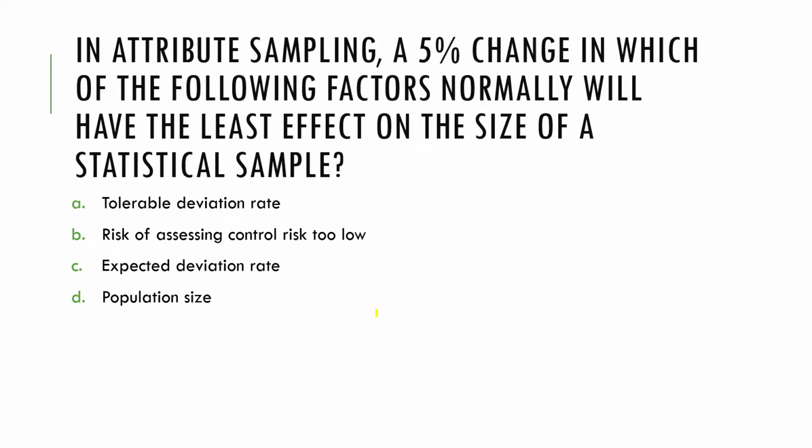Speaking of attribute sampling, in attribute sampling, a 5% change in which of the following factors normally will have the least effect on the size of a statistical sample? We know the tolerable deviation rate has an inverse relationship. The risk of assessing control risk too low, or the risk of over-reliance, your acceptable risk of over-reliance, will of course also have an inverse relationship. The expected deviation rate will have a direct relationship. It is the population size that has a negligible effect. So the answer is delta.